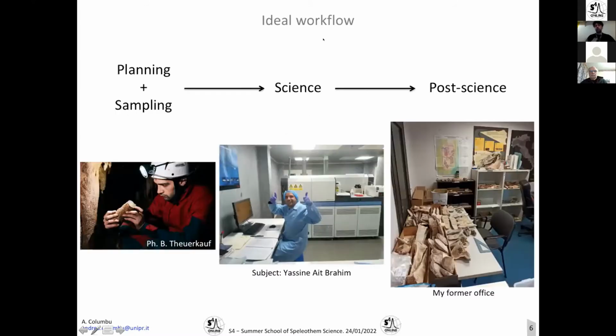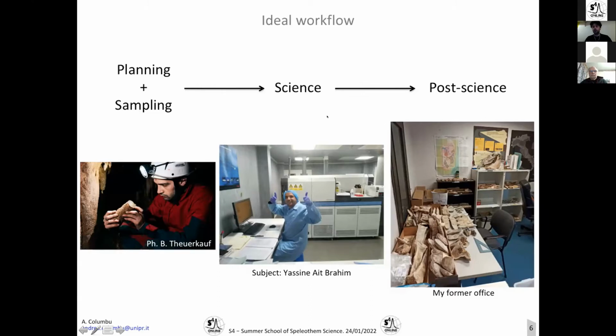So when we are doing our job, our ideal workflow is to do some planning, then go to sampling in the cave, and this is myself looking for a good speleothem, and then only the good sample goes to science. Here there is Yassin Ibrahim. I don't know if he is in the audience. I didn't ask him permission to put this picture, but anyway, I hope he is as happy as in this picture.